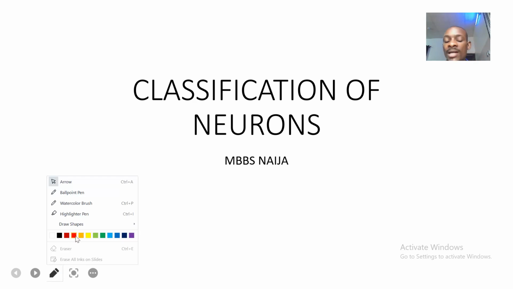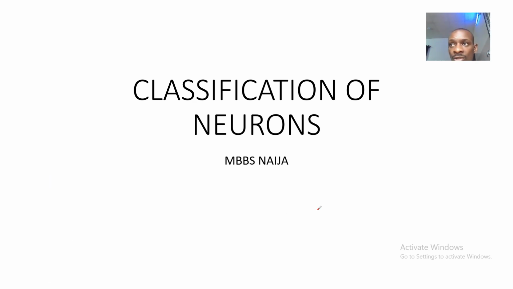Good day, guys. I'm still on a series of excitable tissues physiology. Today, I think we'll be classifying neurons, okay? Because excitable tissues physiology is all about neurons and muscle.